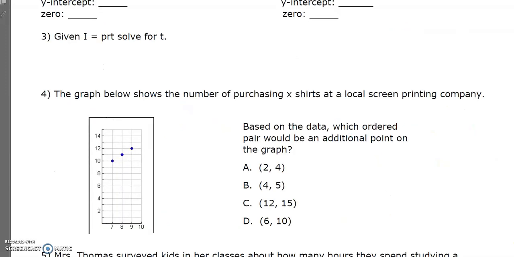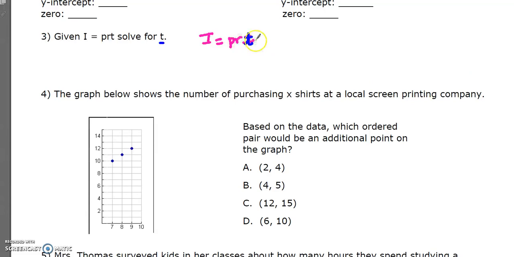Number 3 just says given I equals PRT, solve for t. So basically they've given us a formula. This is interest equals principal times rate times time. So we know that all these variables mashed together like that, they all do mean that we want to multiply. So I'm going to rewrite the letters. They're asking us to solve for t. So we want the t to stay. That means the p and the r need to go away.